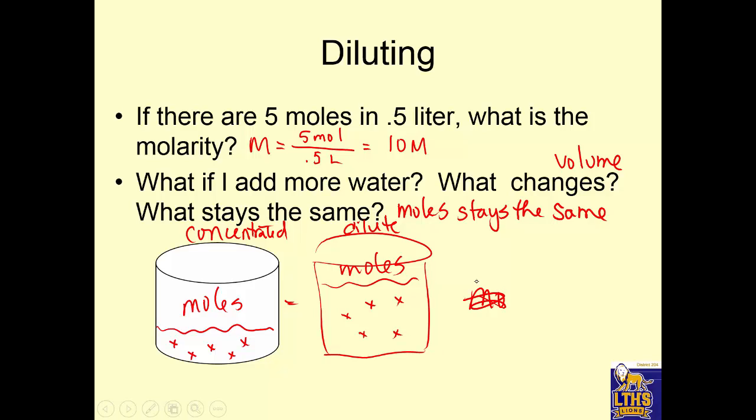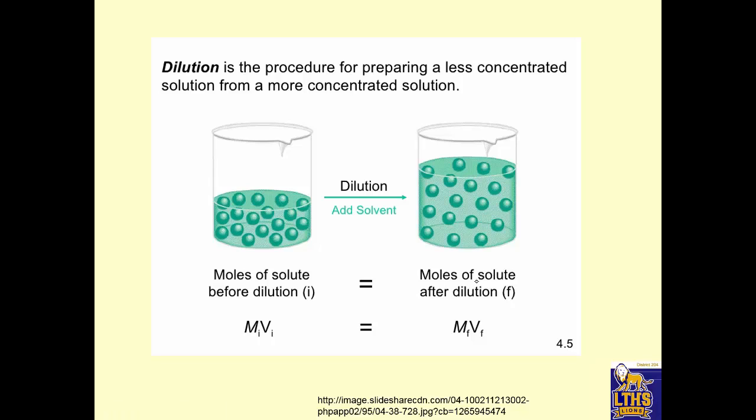Okay, so here's another visual of it. If you look at this, this is concentrated. 1, 2, 3, 4, 5, 6, 7, 8, 9. You counted those. If you add more water to dilute it, you add a solvent, and you still have the same number of moles, but it's in more volume of liquid, so it's less concentrated.